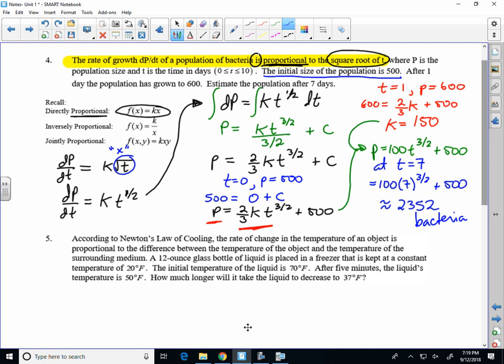So, interval of 0 to 10, it ended up not mattering in this case. But if I were to say something like, find the amount of time it would take to have 1 million bacteria, and then you came up with an answer of 15 days, then you would say no solution because it doesn't fall in the domain.